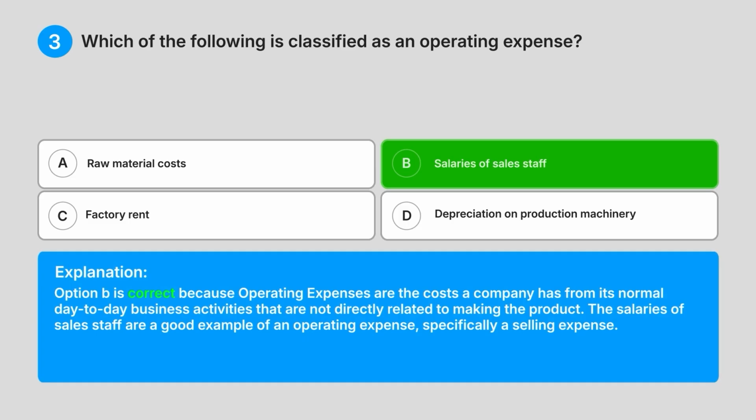Explanation. Option B is correct because operating expenses are the costs a company has from its normal, day-to-day business activities that are not directly related to making the product. The salaries of sales staff are a good example of an operating expense, specifically a selling expense.